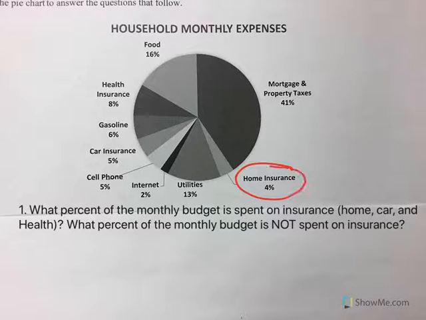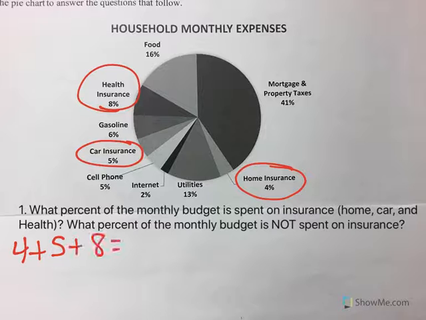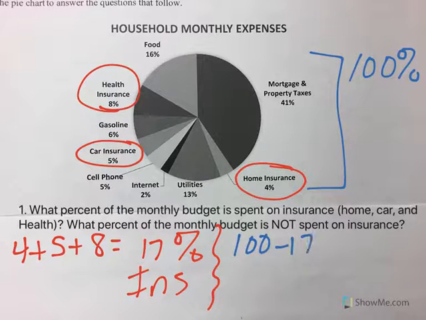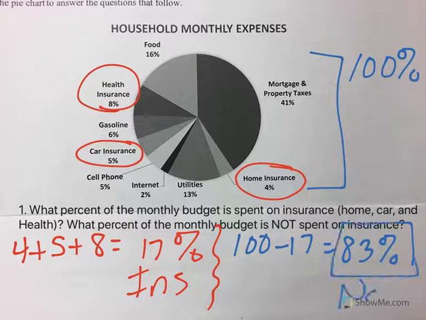So first we're looking at home insurance, car insurance, and health insurance. If we take 4 plus 5 plus 8, that gives us 17% of our budget is spent on insurance. Well, think about this. This whole thing here represents 100%. So if 17% is insurance, if I take away the amount spent on insurance, that means 83% is not spent on insurance. Should make sense, hopefully, because insurance and not insurance together make up the entire thing.